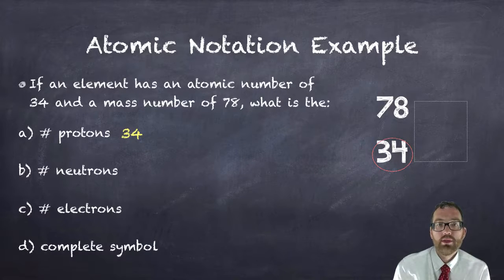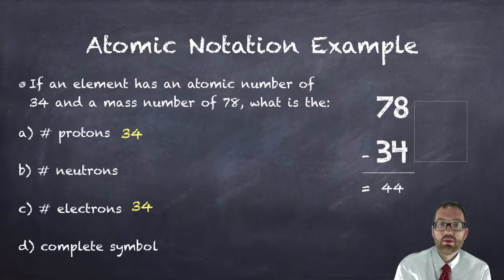Now it's time to solve for the number of neutrons. Remember, to solve for neutrons, all you need to do is take the mass number, 78, and subtract the atomic number, 34. Of course, I have 34 protons, and I also have 34 electrons because I have 34 protons. Back to my neutrons, we just need to subtract 34 from 78. That is the total number of protons and neutrons minus the number of protons, which will leave us with 44 neutrons.